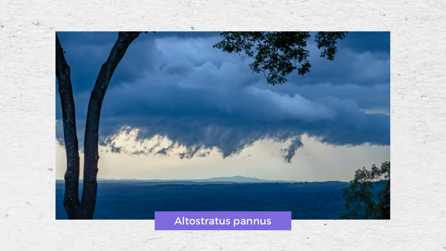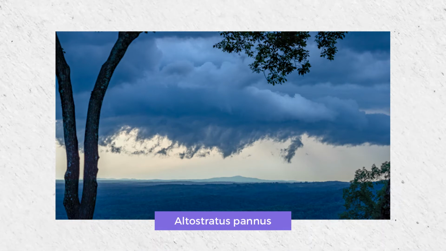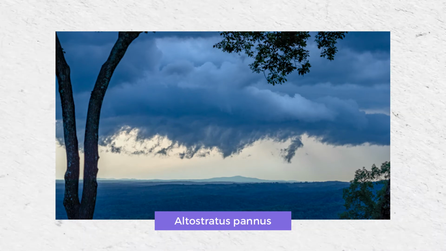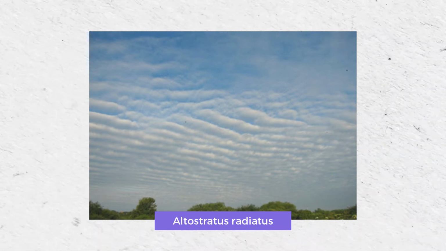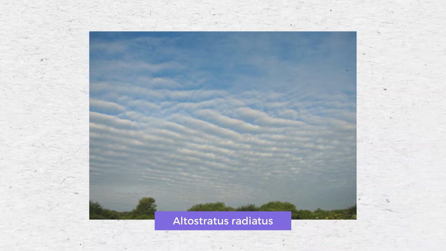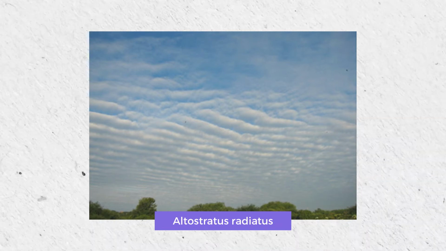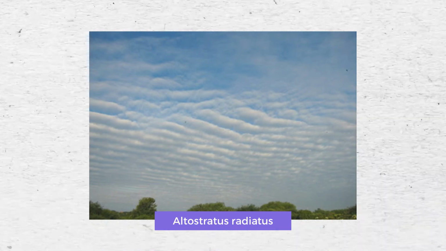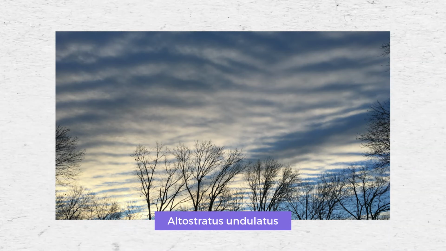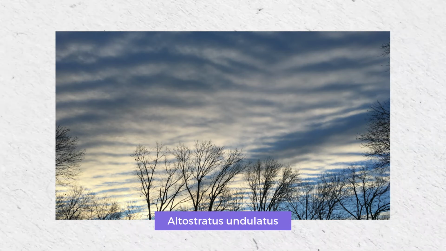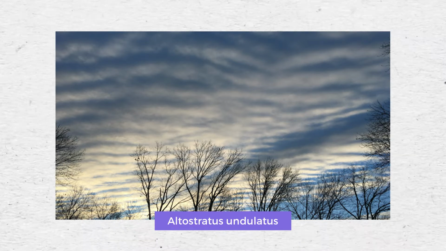Altostratus panus. Altostratus panus has disorganized layers and it is like being shredded and ripped. Altostratus radiatus. Altostratus radiatus is formed by vibrating clouds parallel to each other, pointing towards the horizon. Altostratus undulatus. Altostratus undulatus is a thin layer of mist that mimics waves, and undulatus means waved.